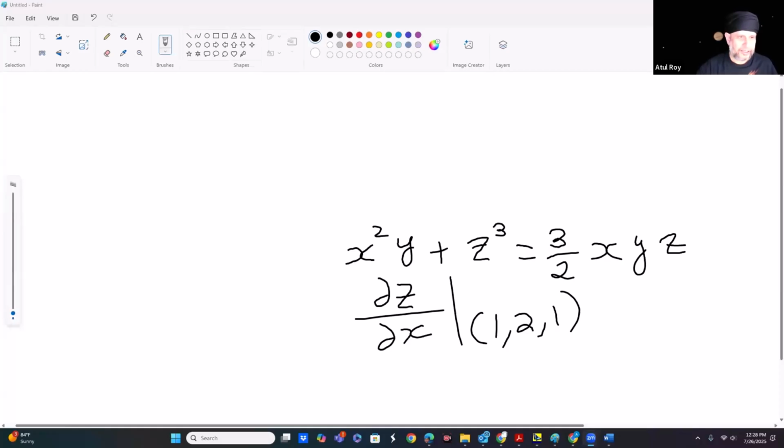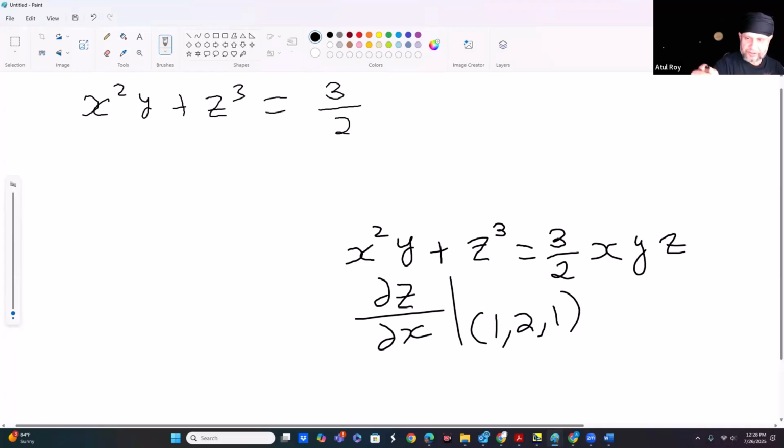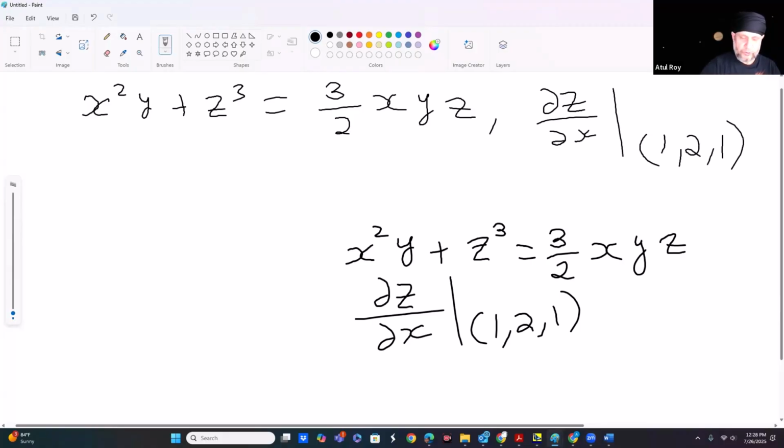All right. So we have to work on this question: x squared y plus z cubed equals 3 over 2 xyz, and we have to find dz/dx at (1, 2, 1). Right. So what I do here is this.